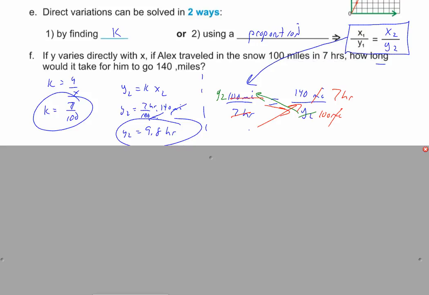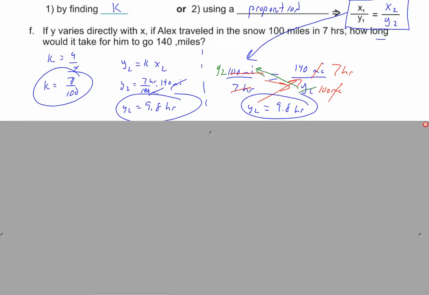All right, so you end up with 140 times 7 divided by 100, and guess what? It's still 9.8 hours. So you can do it either way, whichever way your brain works the best. If your brain works better, hey, let me get K and then use K to get the other one, then do it that way. If your brain works best for proportion, then do the proportion. Whichever way your brain works, do it that way.